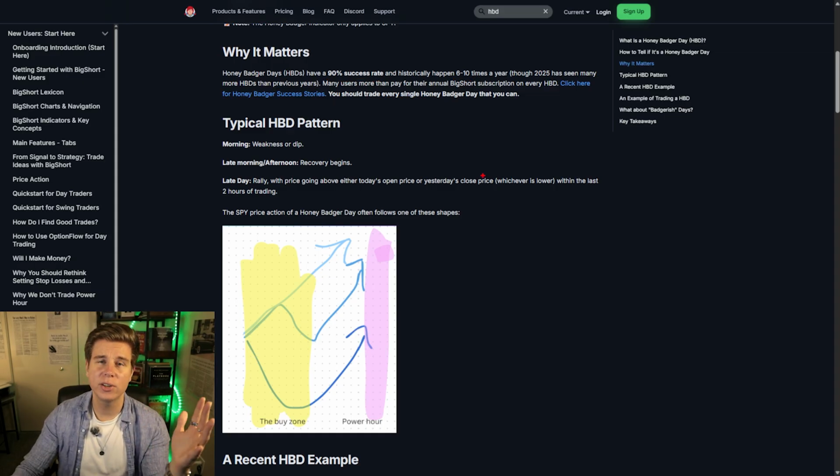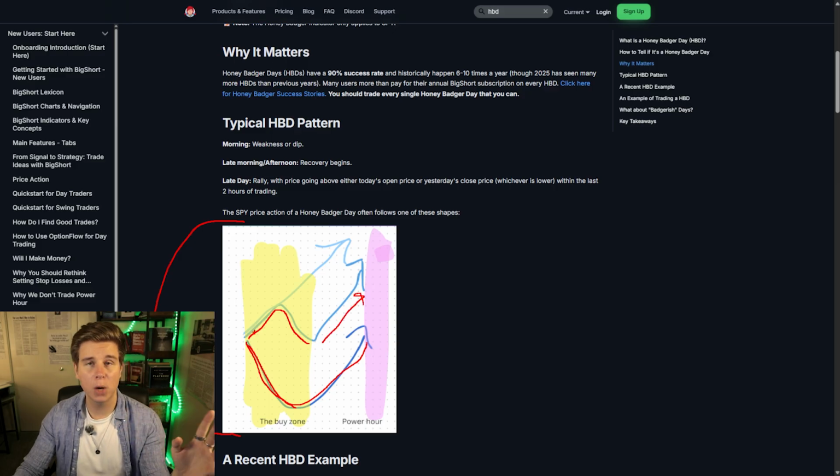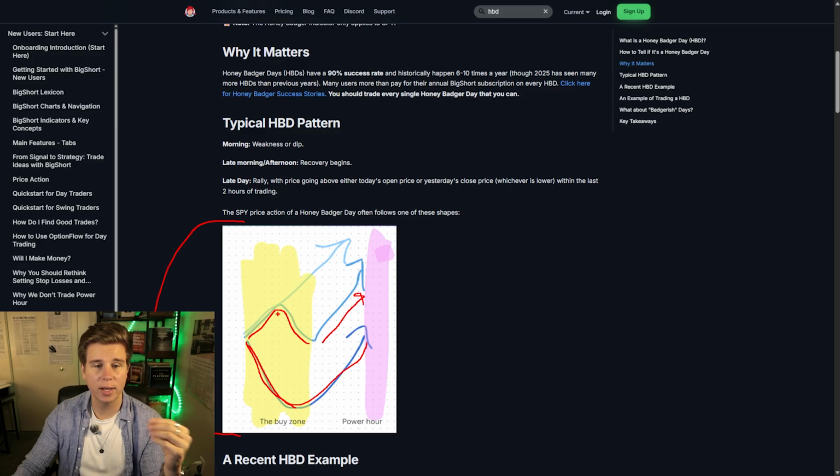Now, what is actually the criteria for a honey badger day? Generally, they have 3 patterns that look like this. We have some sort of early morning weakness. So it's either a U shape. We might have a little rally and then weakness, and then it rallies into the afternoon. Or if it's a really powerful honey badger day, or if it's just an uptrend day, we might just see a big, big move up.